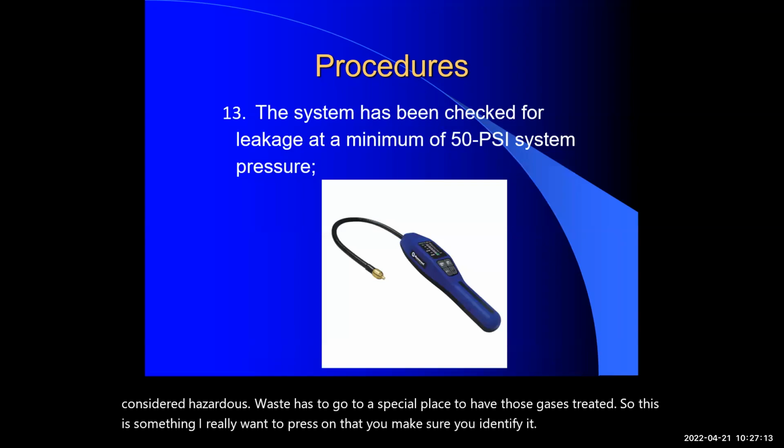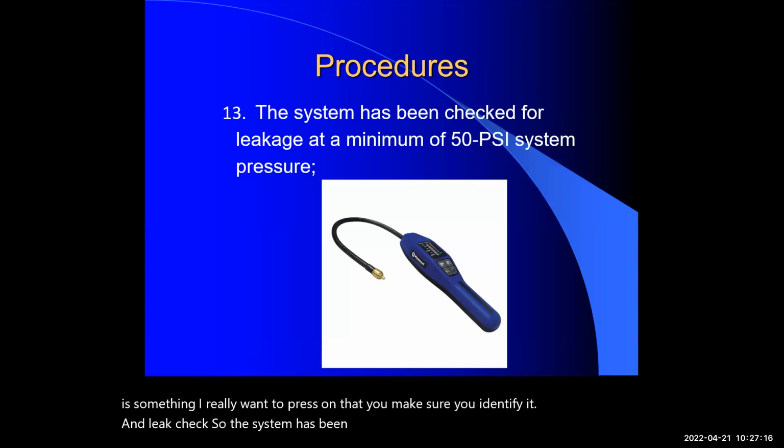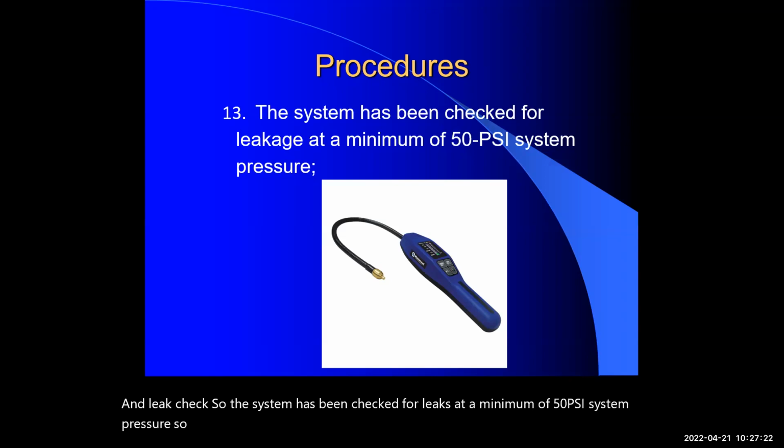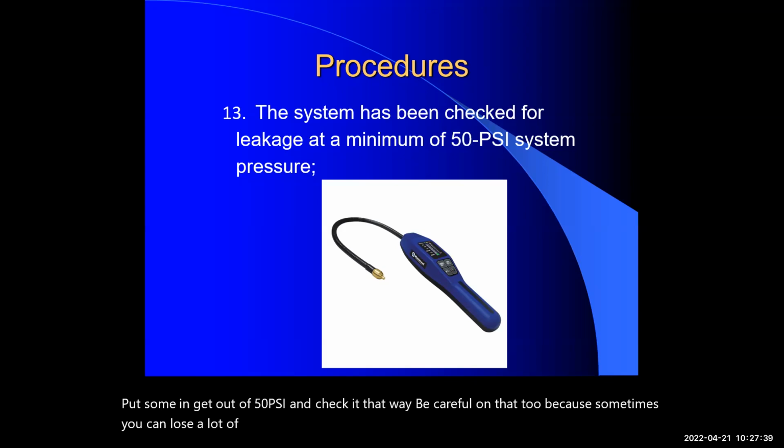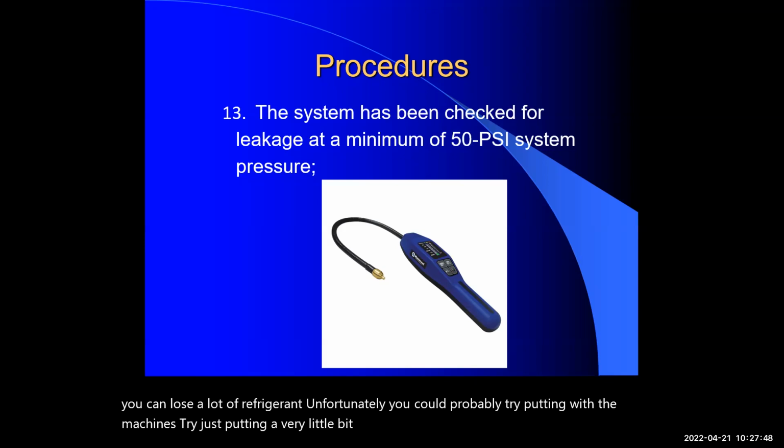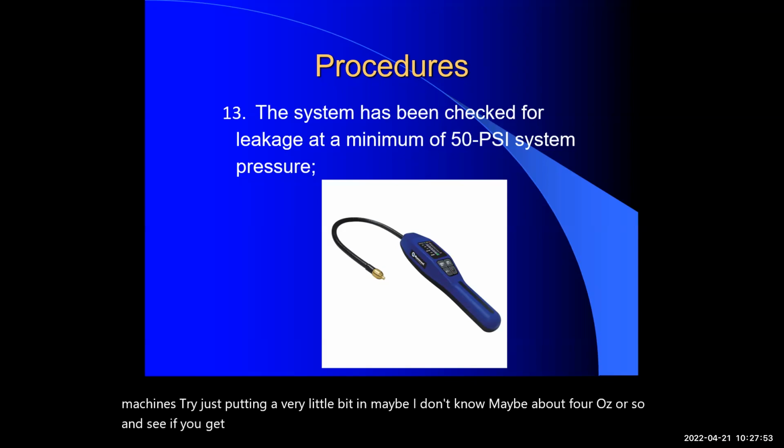And leak checking. The system has been checked for leaks at a minimum of 50 psi system pressure. So that's important. If it's got 0, we can't really check it. We need to put some in, get up to 50 psi and check it that way. Be careful on that too, because sometimes you lose a lot of refrigerant. You could probably try, with the machines, putting a very little bit in, maybe about 4 ounces or so, and see if you get a leak out of that, and then bring it in a little bit farther.